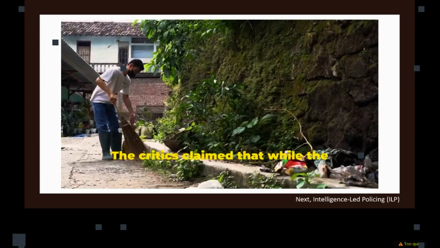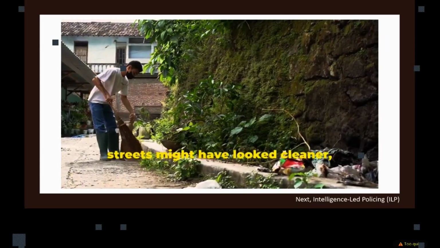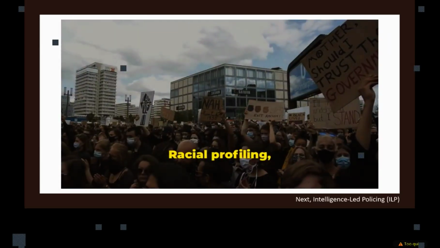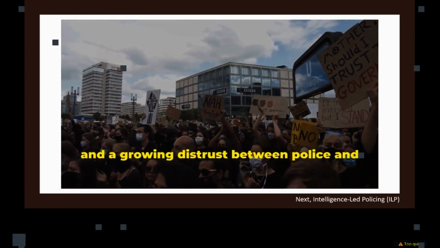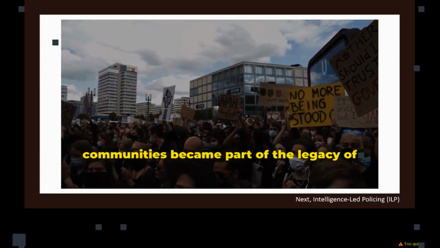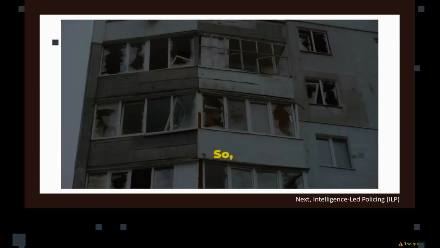The critics claimed that while the streets might have looked cleaner, the human cost of this approach was too high. Racial profiling, mass incarceration, and a growing distrust between police and communities became part of the legacy of broken windows policing.